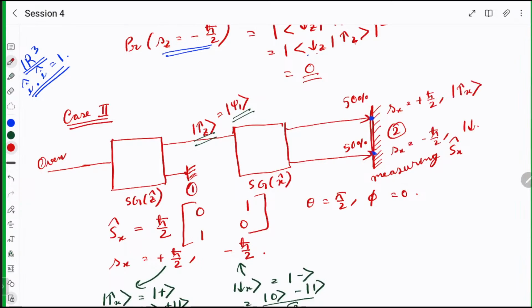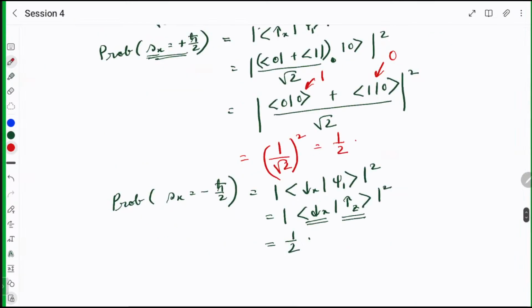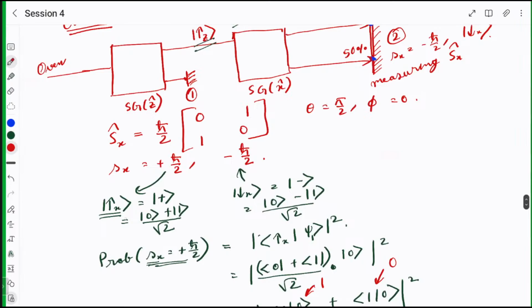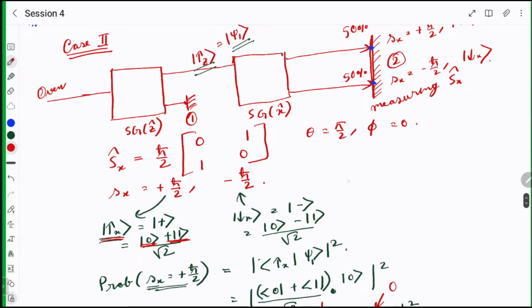Yes, this is because of superposition. What is 0 and 1? 0 and 1 are nothing but up z and down z. So up x is nothing but a superposition of up z and down z. Or the other way around, you can also find out up x is a superposition of say up z and down z. And similarly for down x. Is that okay, Karthik?